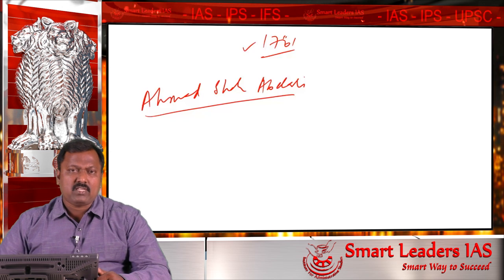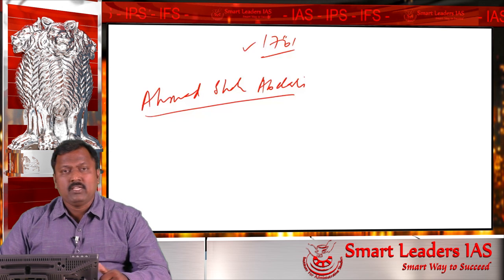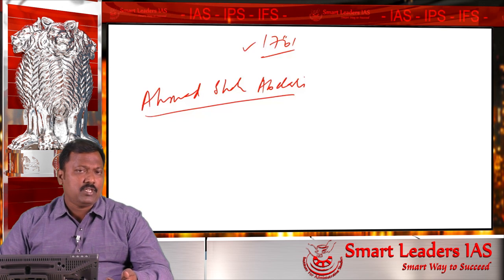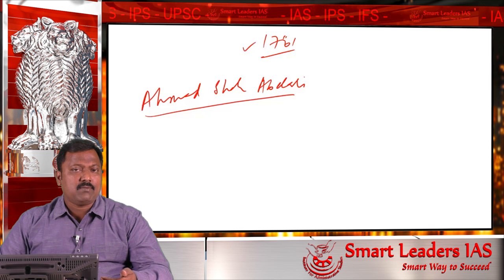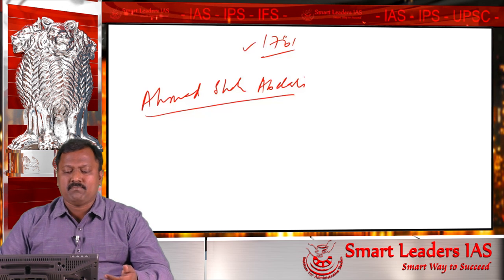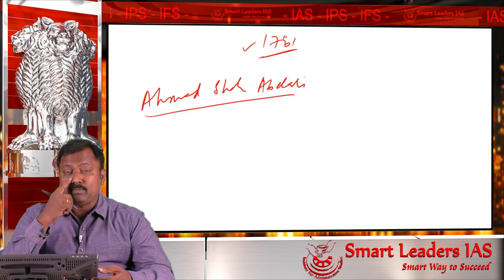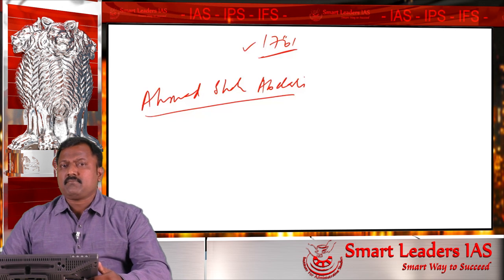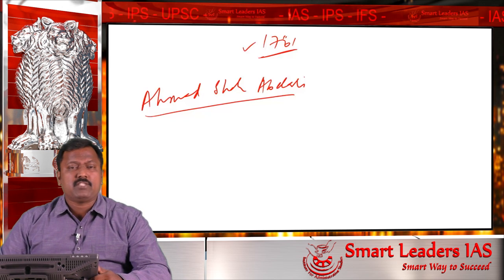1761 is not the first time that Ahmad Shah Abdali entered into India. Previously he had made many attempts to enter into India, and in one previous attempt he had come up to the Mathura region also. And in 1761 Ahmad Shah Abdali comes to India. And what is the situation which is present here?